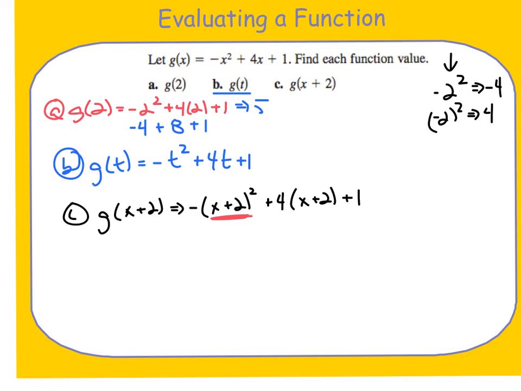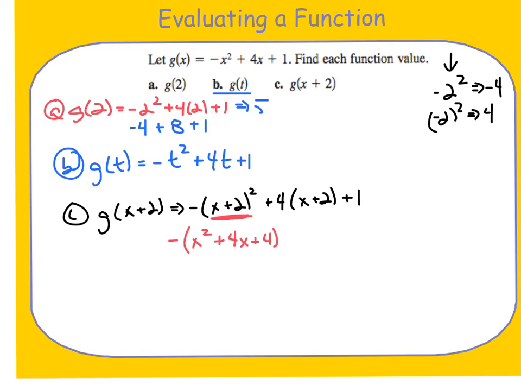So now I end up having a negative chilling out front. And what is x plus 2 foiled? X squared plus 4x plus 4. You cannot distribute this. You can't distribute that squared. That is a big no-no in math. You will get struck by lightning. That will be a sad day.